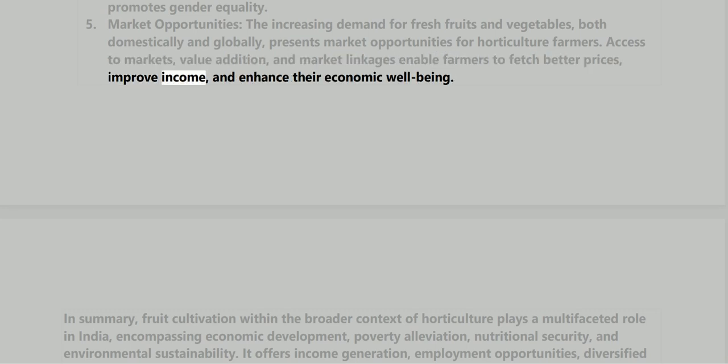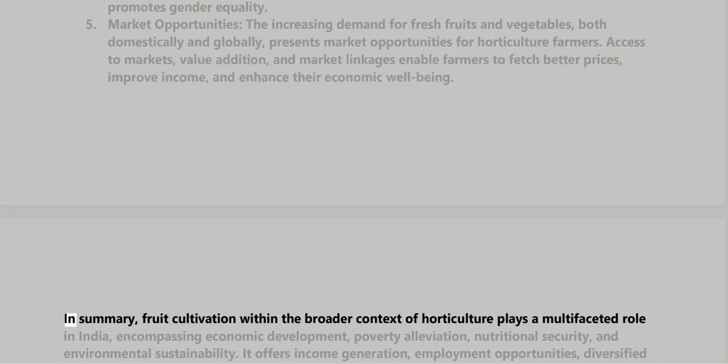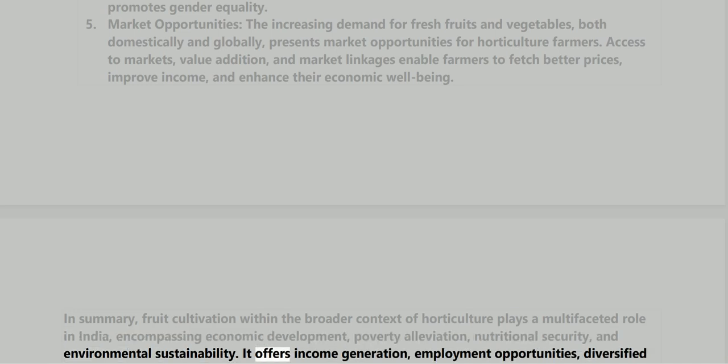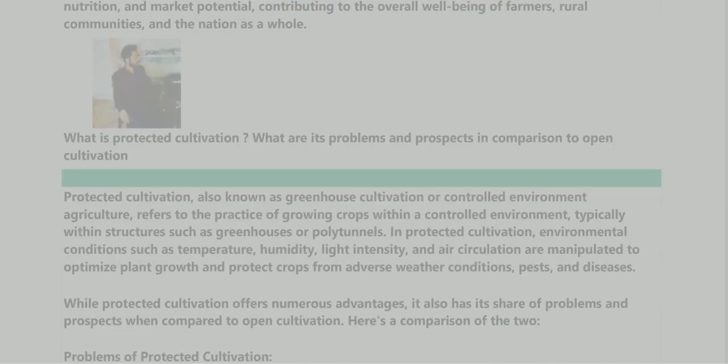economic well-being. In summary, fruit cultivation within the broader context of horticulture plays a multifaceted role in India, encompassing economic development, poverty alleviation, nutritional security, and environmental sustainability. It offers income generation, employment opportunities, diversified nutrition, and market potential, contributing to the overall well-being of farmers, rural communities, and the nation as a whole.